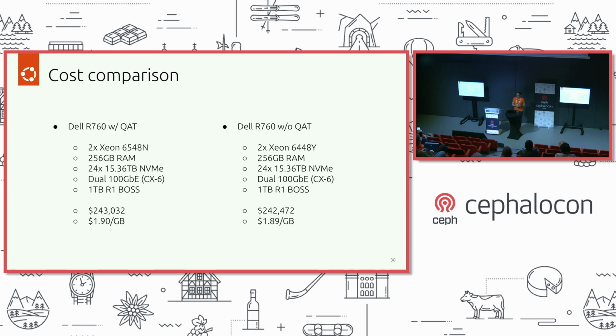Over on the left, with QAT, $240,000 a node. Sounds scary. Without QAT, $242,000. So what's the difference here? Like $500 per node? That's not a lot more to spend when you start to think about the savings that you can get with these different kinds of data sets. So if you do have something that's even slightly compressible, you're getting something kind of for free here.